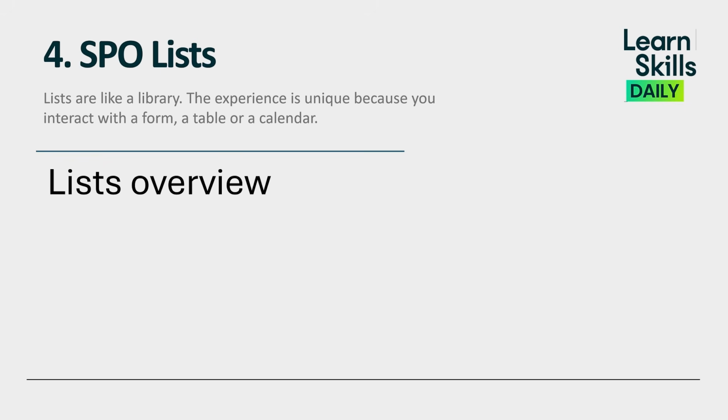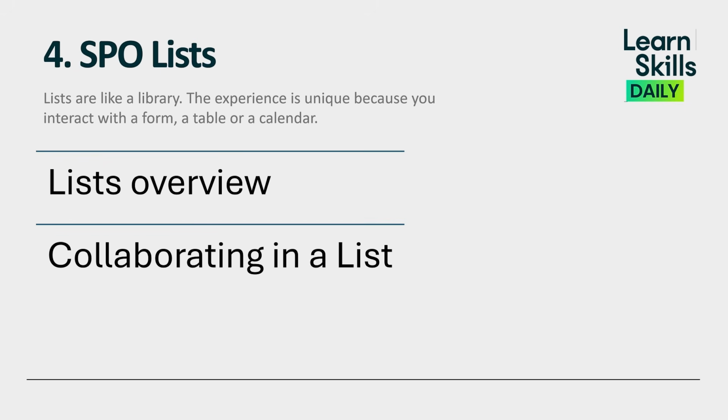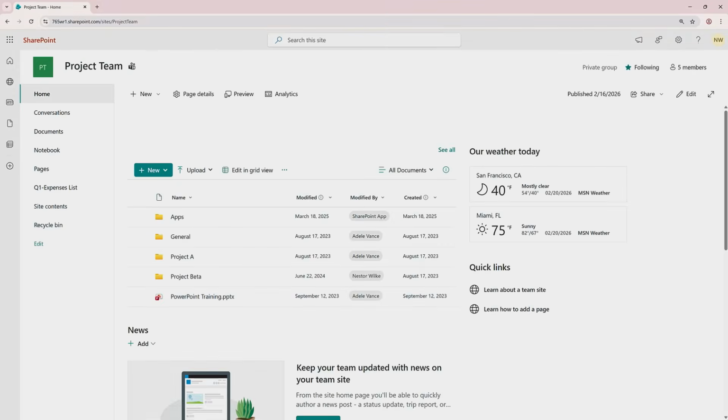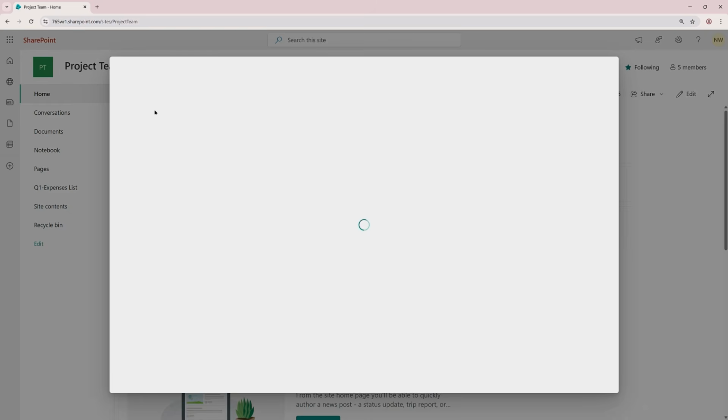So we'll take a look at an overview. We'll also take a look at how we can collaborate in a list, and we'll take a look at different list views as well. I'll go ahead and go back to my SharePoint site. Now, in terms of what a list is, if I click on the New tab here from the home page, we can create a list. So this is the best way to see what a list is all about. I'll go ahead and click here.